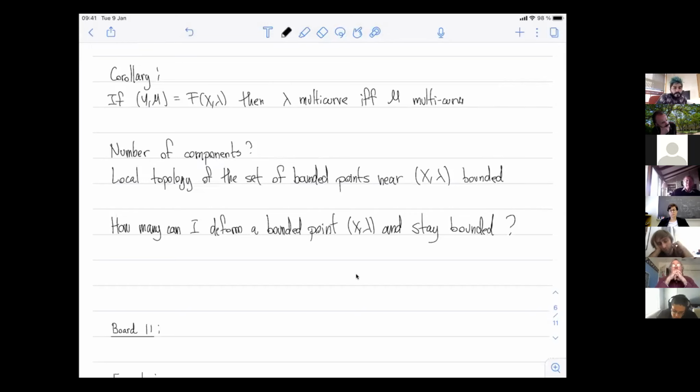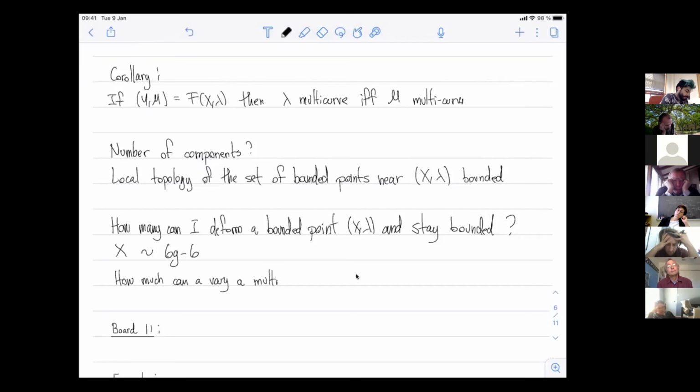There are two things that I can do. I can vary the hyperbolic structure, or I can vary the twisting locus. The hyperbolic structure plays no influence in whether the point is bounded or not, so I can vary it however I want. So I get 6g minus 6 degrees of freedom there. Now the point is, how much can I vary lambda? Can I vary a multicurve while remaining a multicurve? And this has to do with the number of components. Depending on the number of components, the answer is going to be different.